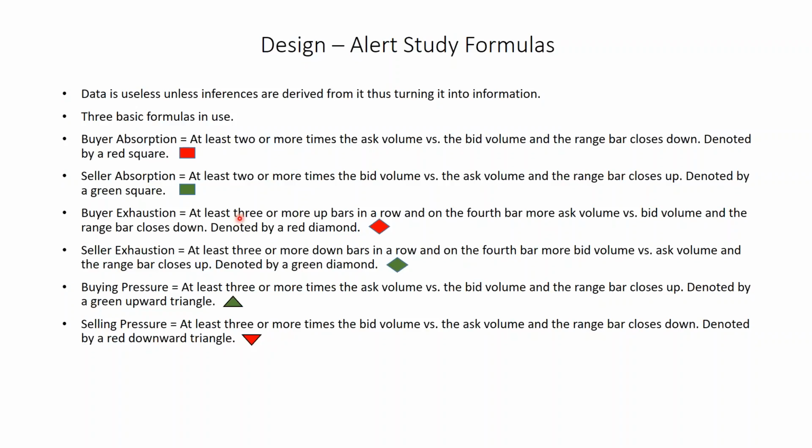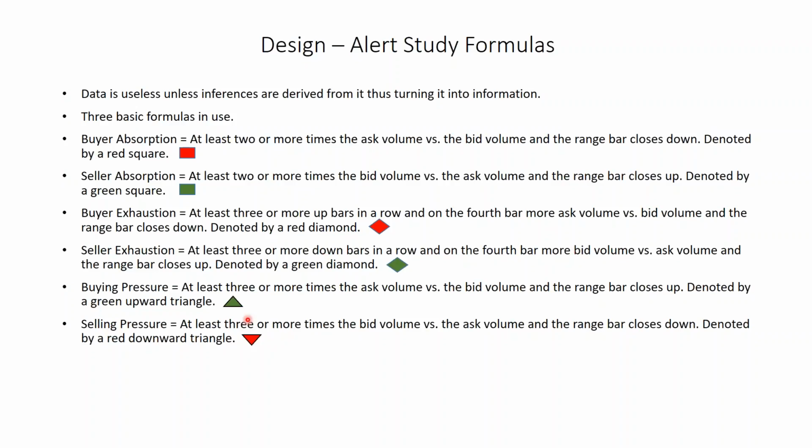So essentially what I'm trying to infer out of that is that you've had a lot of buying. You've had 3 bars up, now you're on your 4th bar. You've had a lot of buying going up, at the top of that 4th bar, but that range bar closes down. So because of the 3 bars going up before it, to me that just means that the buyers have exhausted themselves. And the same thing on the way down, seller exhaustion. That's where you get 3 or more down bars in a row, and then on the 4th bar you get more bid volume than ask volume, and the range bar still closes up. So the sellers then get tired down there.